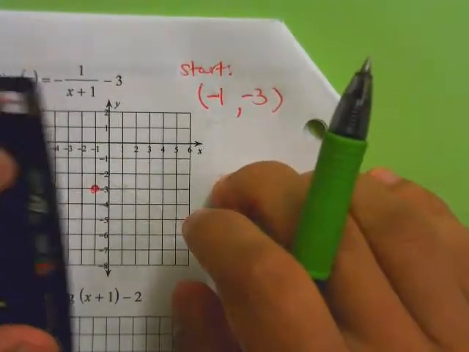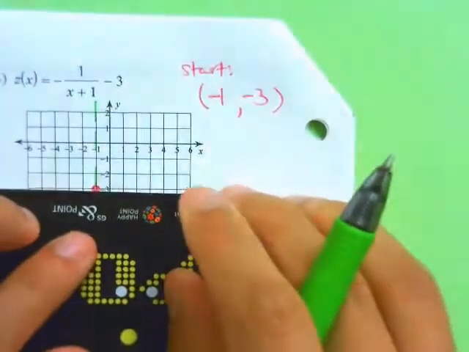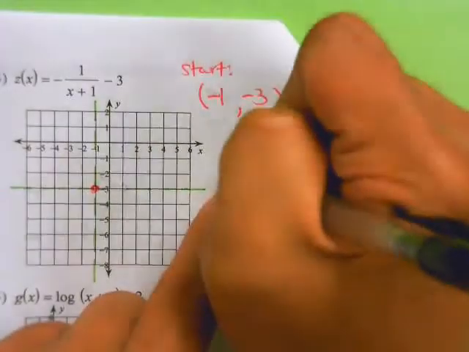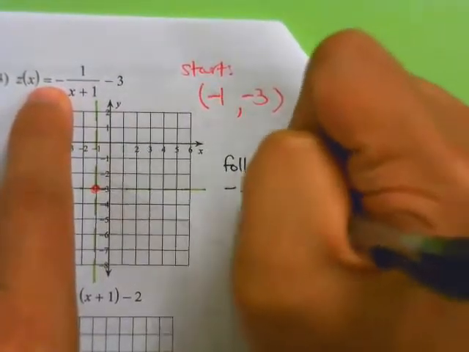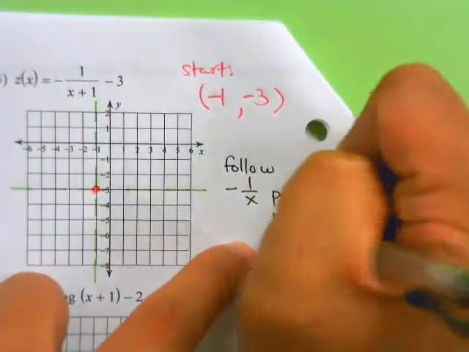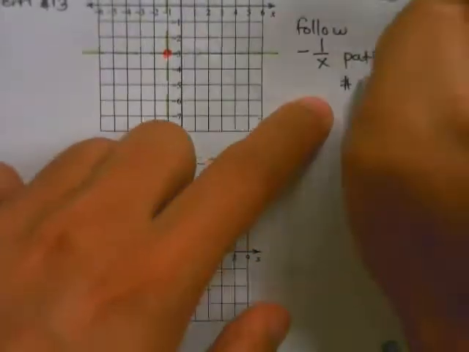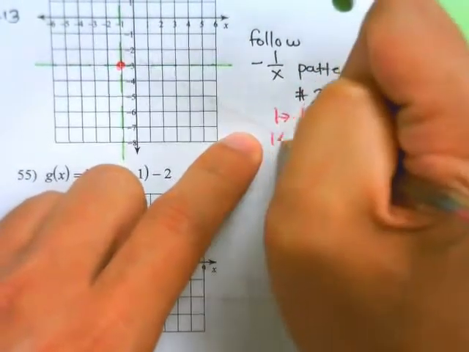You are now going to make your vertical and horizontal asymptotes, our boundaries. Let's see what pattern we're going to follow. We're going to follow the -1 over x pattern. I always have to look back. Number 22. Okay, number 22. So for that one, we have to go 1 to the right, 1 down, 1 to the left, 1 up.